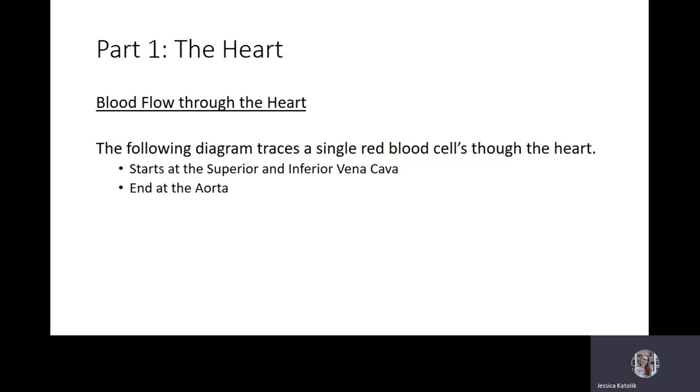Note that both sides of the heart will actually have blood in it at the same time, but that is for a future video in a future class. Here we're going to focus on a single red blood cell traveling through the heart. What I'd like you to be able to do is follow its path starting at the superior and inferior vena cava, ending at the aorta, and be able to name the chambers, the valves, and the blood vessels it passes along the way.